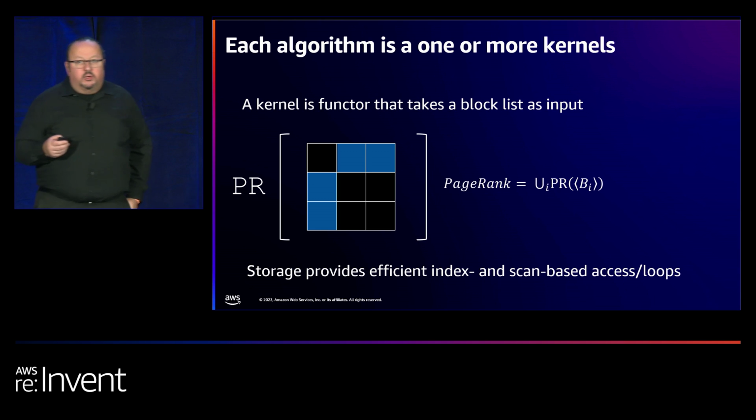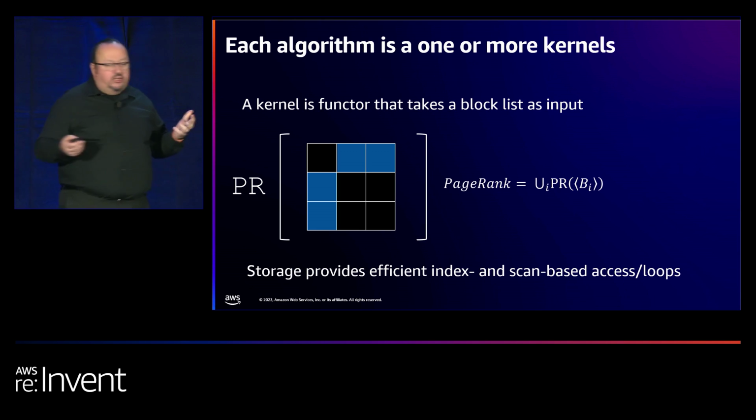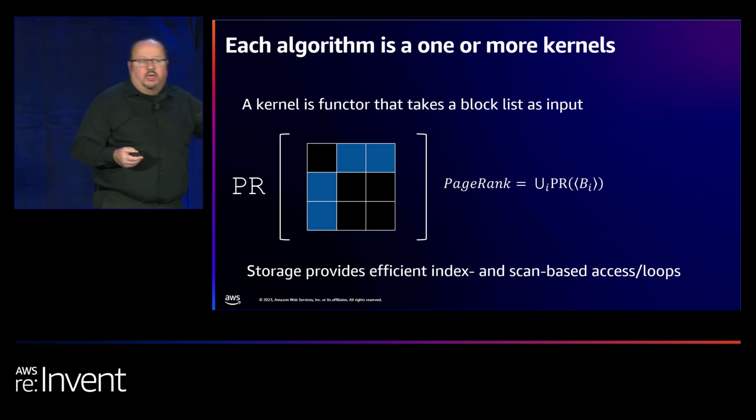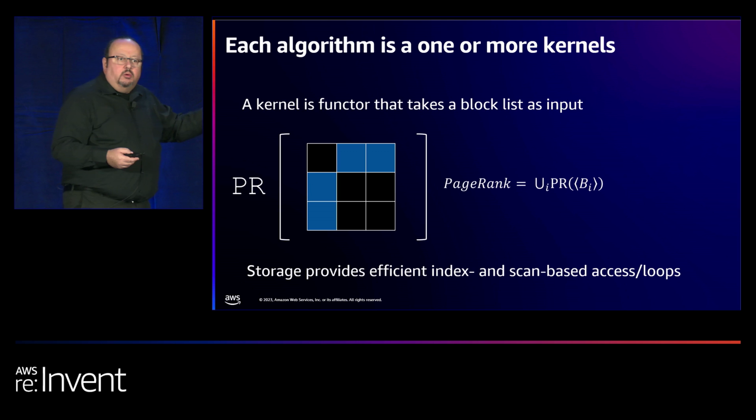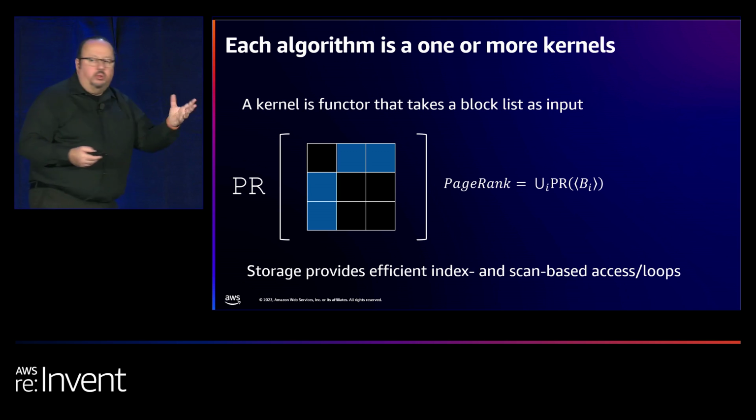So each of the algorithms is implemented as a set of kernels. The kernel is basically a function, a functor, that takes a list of blocks, okay? Some kernels only take one block, like PageRank. It can only operate a single block. So if you want to run a PageRank in the whole algorithm, you basically need to go over all the blocks and give the PageRank functor.